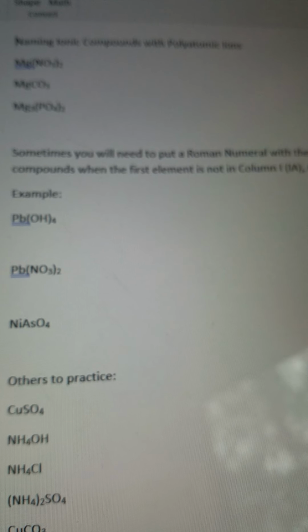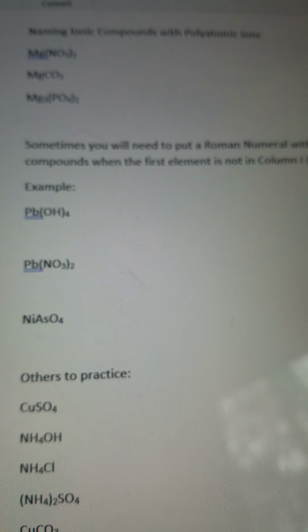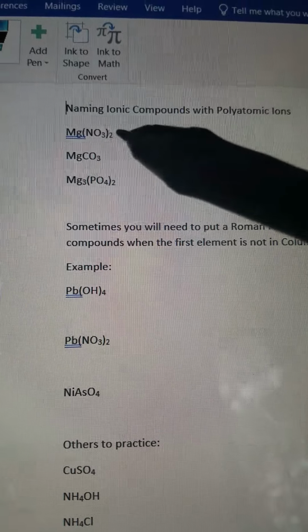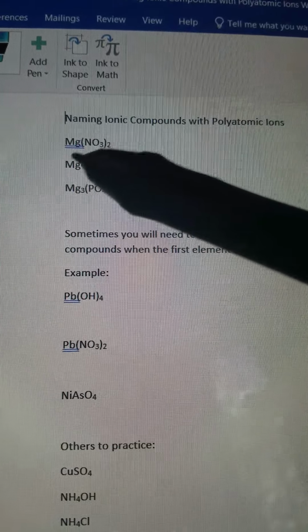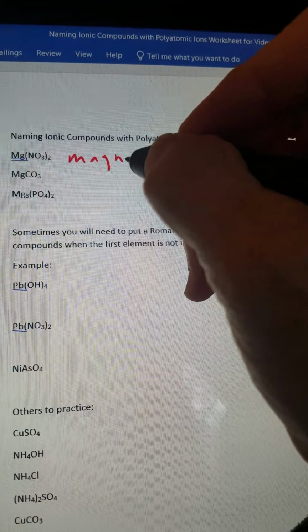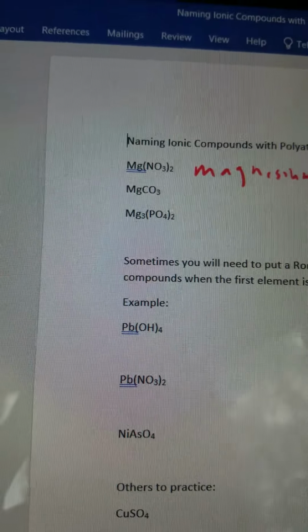Today we're going to look at naming ionic compounds that contain polyatomic ions. So we've written their formulas, so now we're going to look at how you would name some of these. Whenever there's a polyatomic ion, all you have to do is name it just like it is. So in this case, we'd name the first element just like it is. So this would be magnesium. And then this is a polyatomic ion, nitrate, so all we have to do is put the term nitrate.